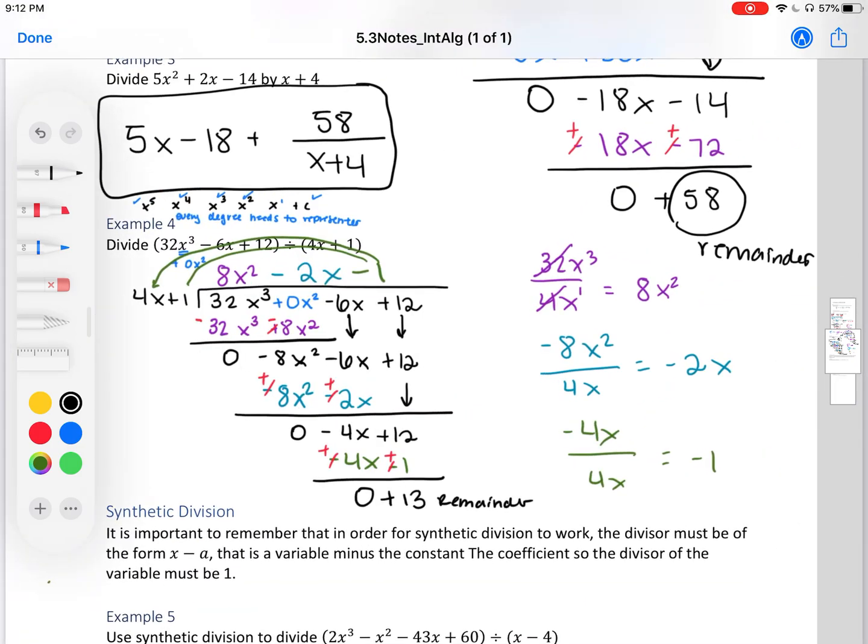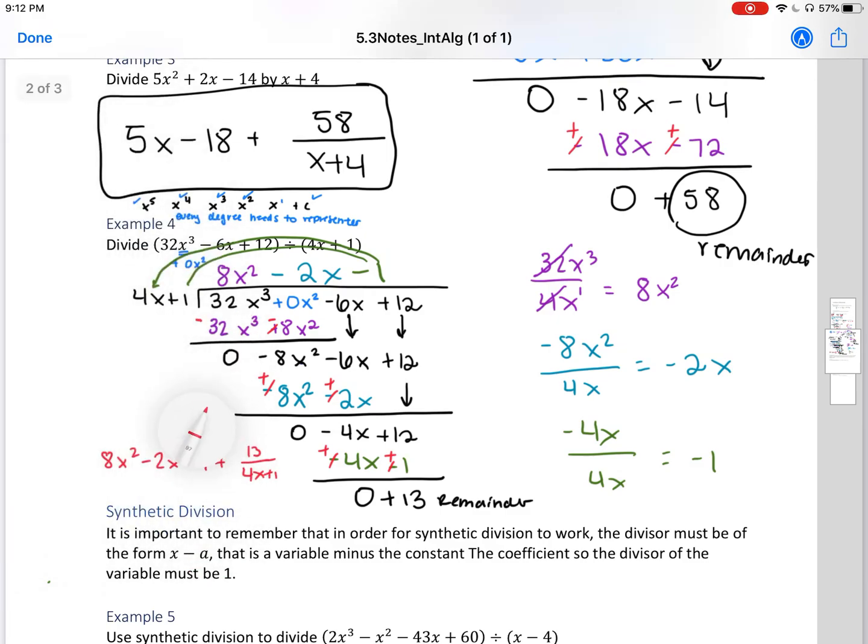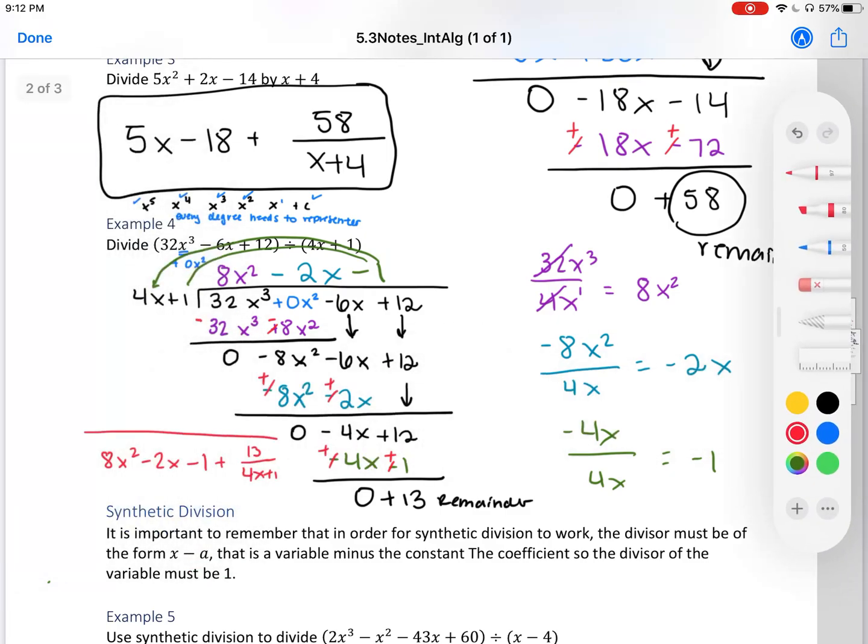So what is our answer? Our answer is 8x squared minus 2x minus 1 plus 13 over 4x plus 1. There we have it.